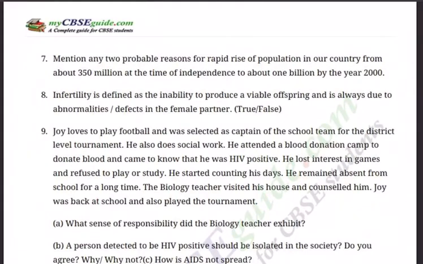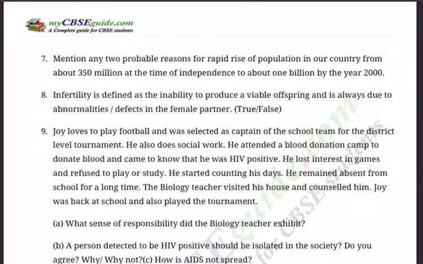Question number 7, mention any 2 probable reasons for rapid rise of population in our country from about 350 million at the time of independence, 1947, to about 1 billion by the year 2000. Of course now we are in 2021 and already we know that we are around 130 crores plus.